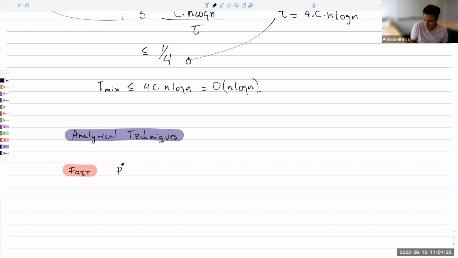So we're going to assume that P is ergodic and reversible. Remember, ergodic means irreducible and aperiodic, right? So this is a necessary and sufficient condition for convergence to pi. So it's ergodic and reversible with respect to pi.